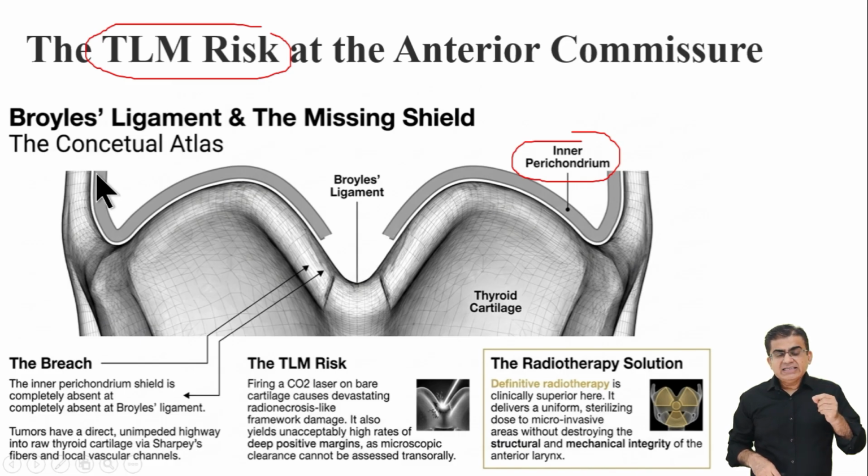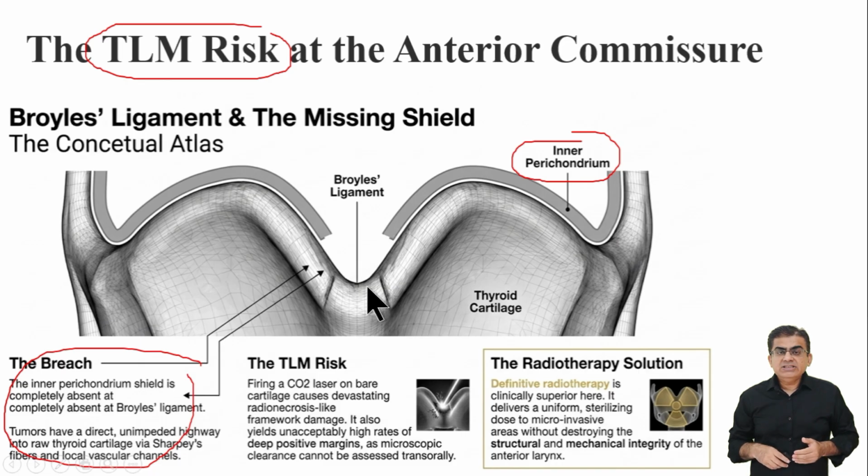But look exactly at the center where Broyles ligament attaches here. At this exact spot, the inner perichondrium is completely absent. This creates a major anatomical breach. A tumor hiding here has a direct and open highway right into the raw thyroid cartilage. It easily spreads through the Sharpey's fibers and tiny blood vessels.